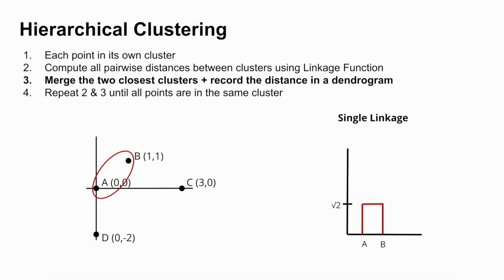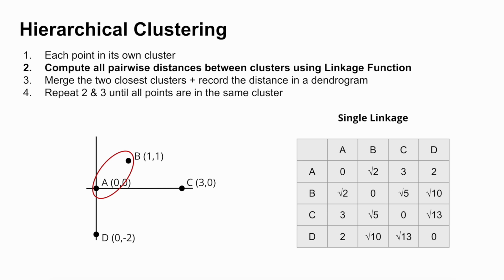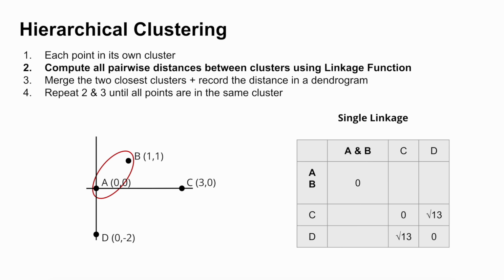We record in the dendrogram that A and B would merge into a cluster at a distance of square root of 2. Now, we update the distance matrix. Notice that the distance between C and D does not need to be updated. The distance between cluster AB and point C, according to single linkage, is the smallest pairwise distance. So we compare the distance between A and C to the distance between B and C. The distance between B and C is smallest, so it defines the distance between cluster AB and point C.